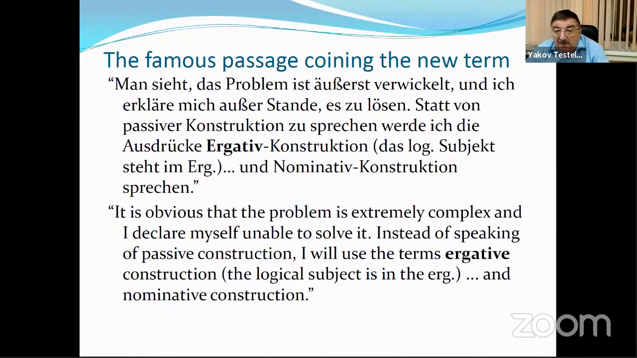Man sieht, das Problem ist äußerst verwickelt und ich erkläre mich außerstande, es zu lösen. Statt von passiver Konstruktion zu sprechen, werde ich die Ausdrücke Ergativkonstruktion und Nominativkonstruktion gebrauchen. It is obvious that the problem is extremely complex and I declare myself unable to solve it. Instead of speaking of passive construction, I will use the terms ergative construction, the logical subject is the ergative, and nominative construction.